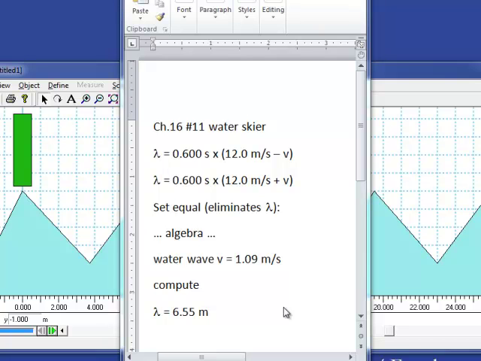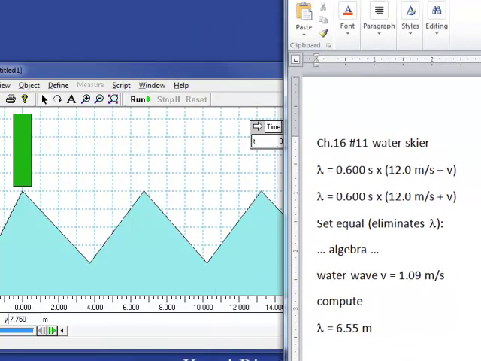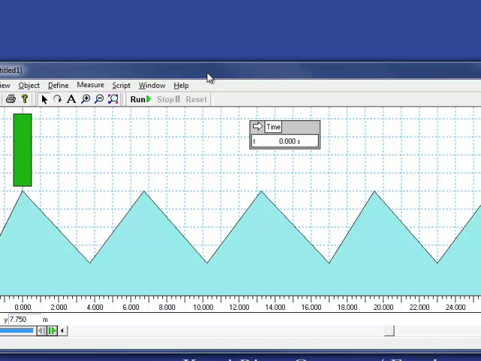This is chapter 16, problem 11 about the water skier who is moving at a certain speed on top of the waves, and then she's jumping from one crest to the other. And you can see the algebra here. I actually will look at the algebra a little later, but I'm already going to use the solution so I can make this animation realistic.